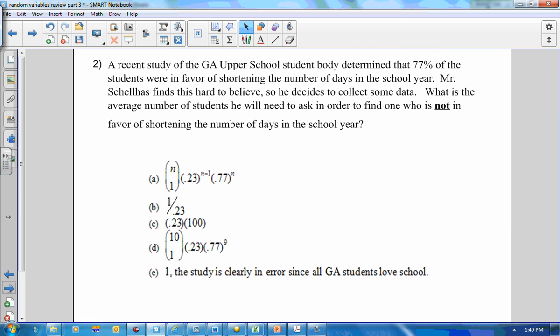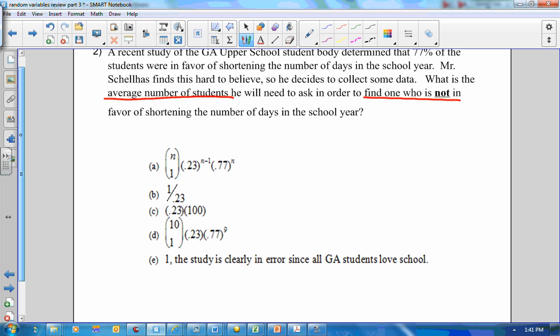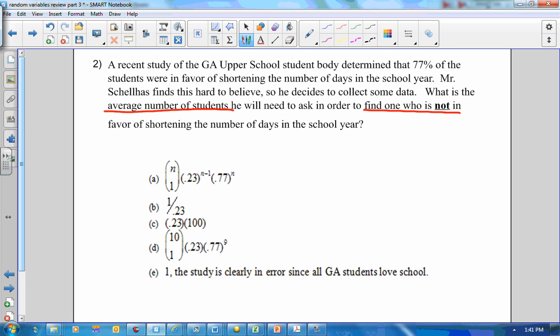The next one says, a recent study of the GA upper school student body determined that 77% of the students were in favor of shortening the number of school days in the school year. Mr. Shahas finds this hard to believe, so he decides to collect some data. What is the average number of students, I'll underline that, average number of students he will need to ask in order to find one who is not in favor of shortening the number of days?